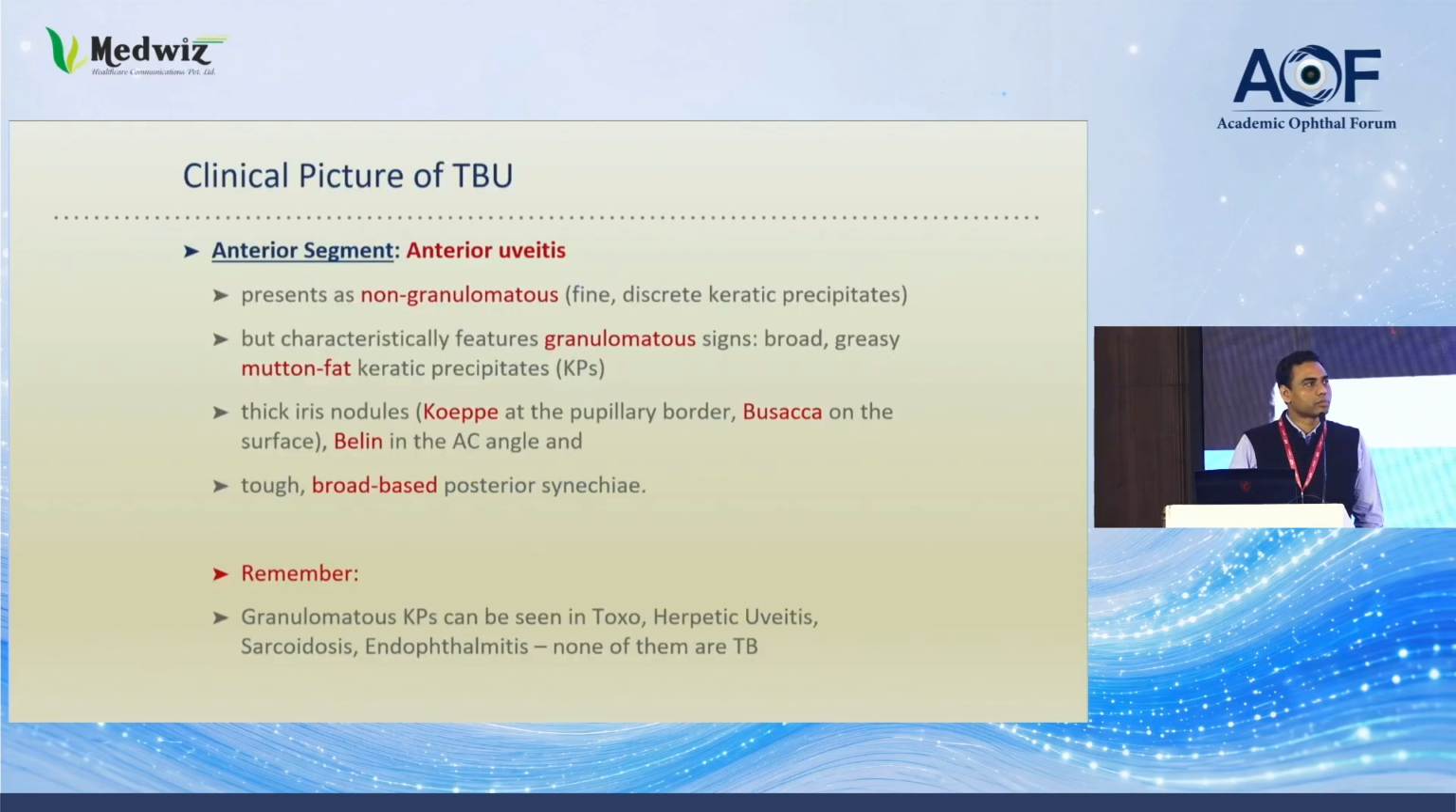Now, clinical picture of tubercular uveitis. I would detail a little more about the anterior uveitis because that's what general ophthalmologists are going to see most often. Whether granulomatous or non-granulomatous, both can be tubercular uveitis. The mutton fat KPs are large, granulomatous KPs. The iris nodules: Koeppe at the margin, Busacca in the stroma, and the Berlin nodules in the anterior chamber angle. But you should remember that granulomatous KPs can be due to several reasons: toxo, herpes, sarcoid, endophthalmitis.